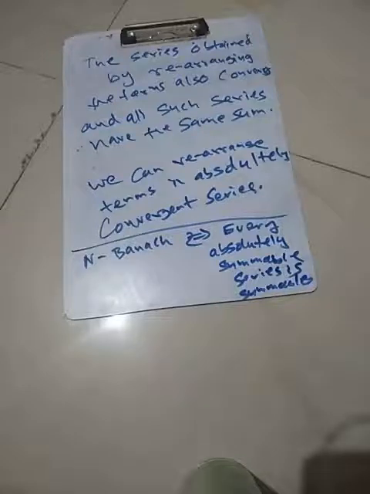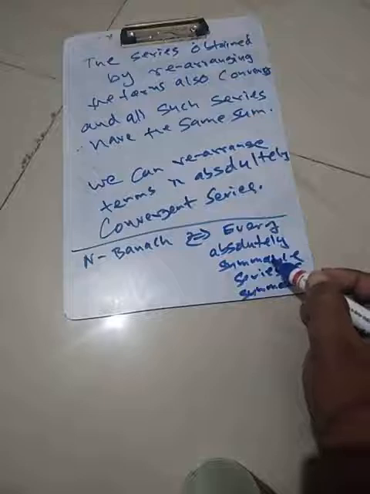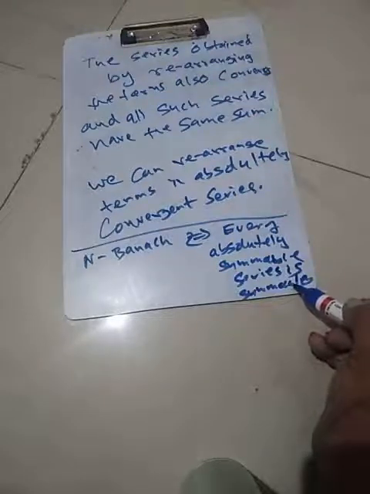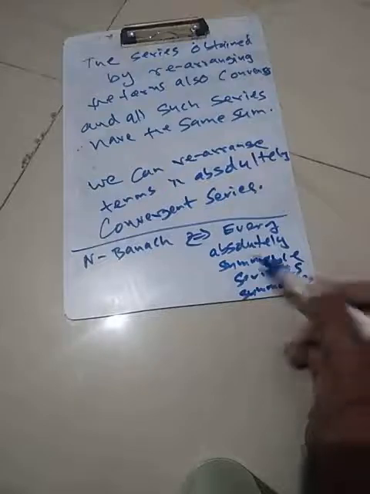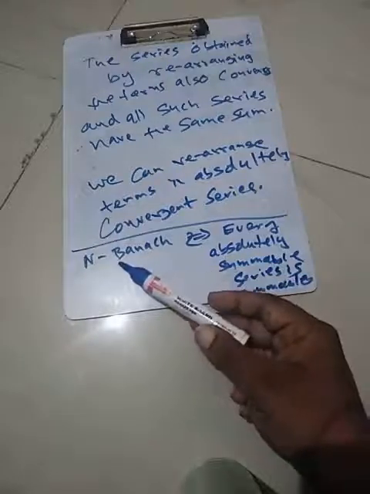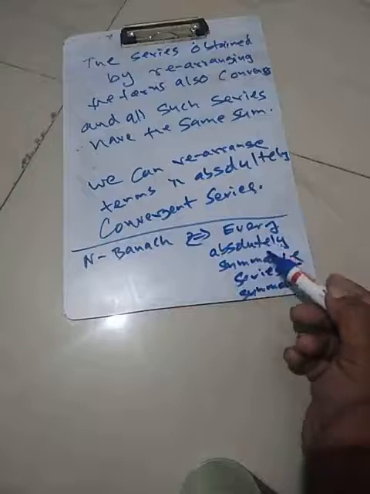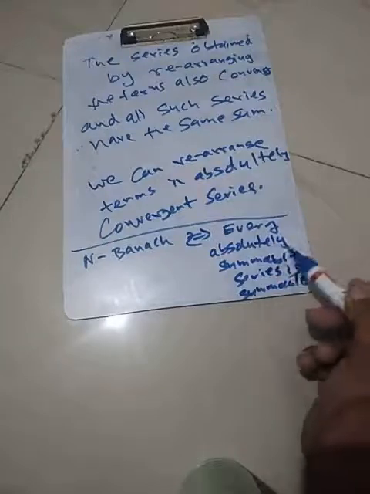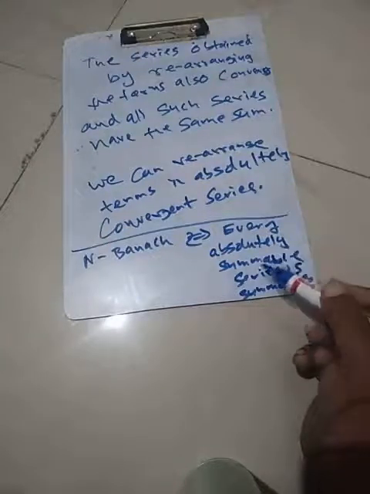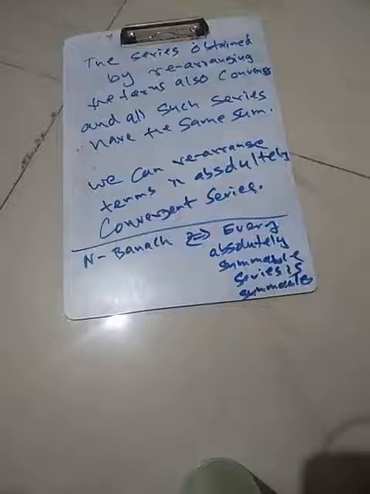And conversely, if every absolutely summable series is summable, that is, this is summable in the field, and this is summable in the normed linear space N, then N is Banach. And if N is Banach, then any absolutely summable series is there, then the original series is also what? Summable.